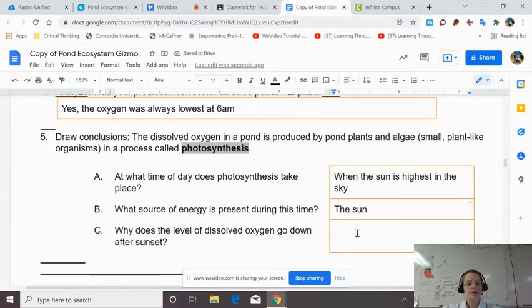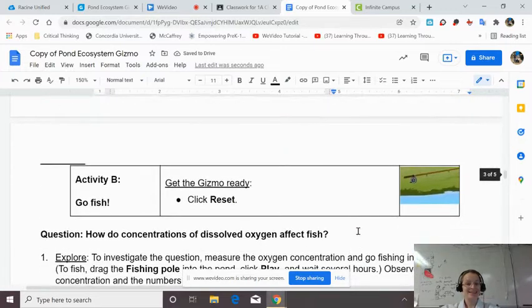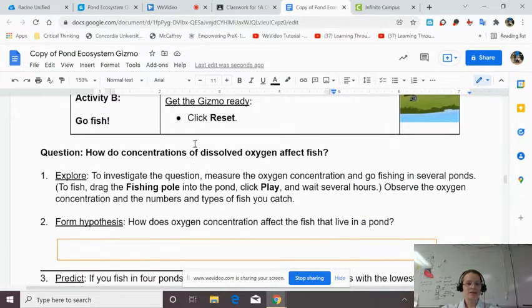Why does the level of oxygen go down after sunset? Because photosynthesis stops without the sun. There we go. We have an explanation. Yay. So we have to reset.